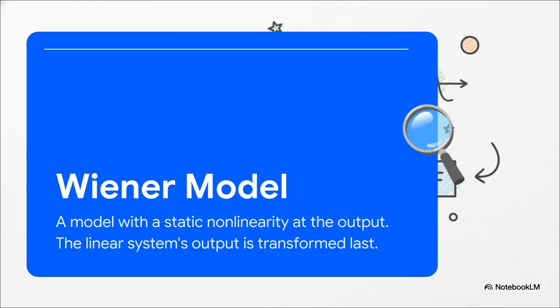And the Wiener model? Well, it's just the mirror image. It's the perfect tool for when the nonlinearity happens at the very end of the process. A classic example is a sensor. The actual physics of the system could be perfectly linear, but the sensor measuring the output might not have a perfectly straight line response. So the Wiener model handles this by letting the output of the linear system pass through one final nonlinear block that represents that sensor's quirky behavior.